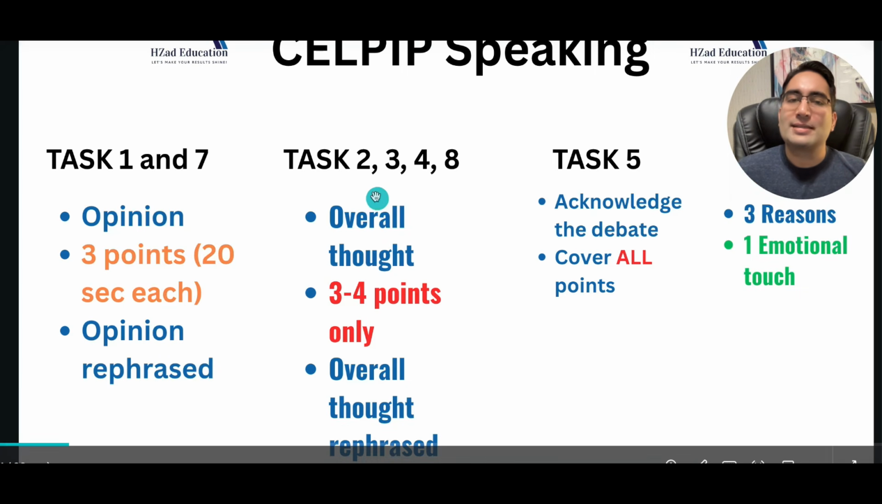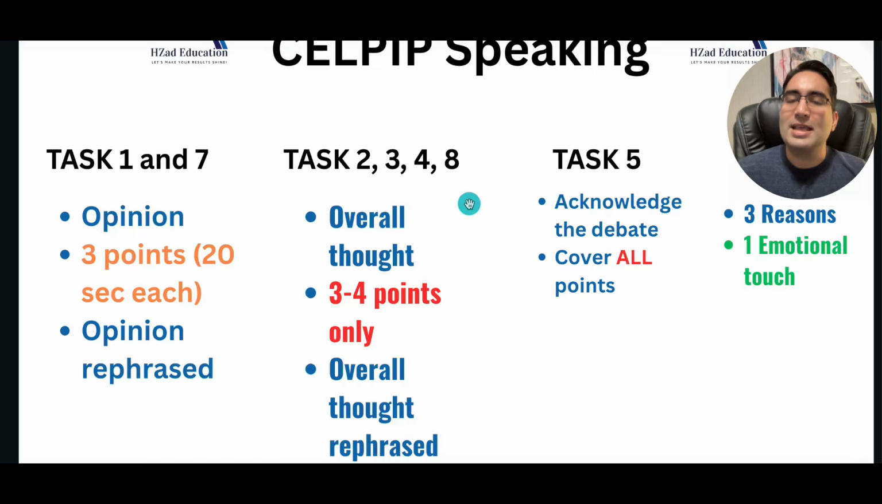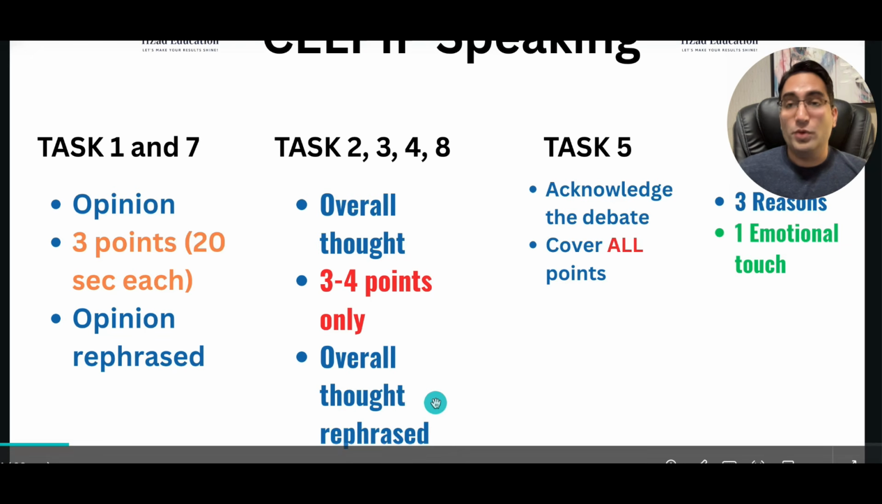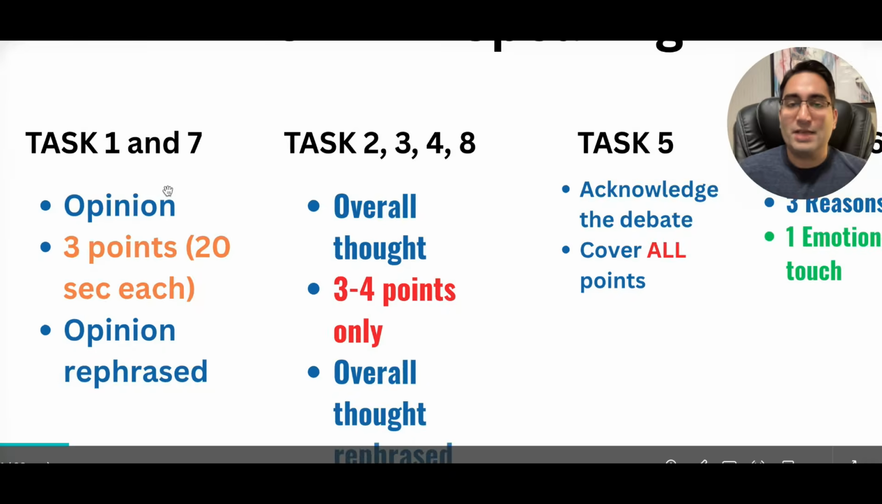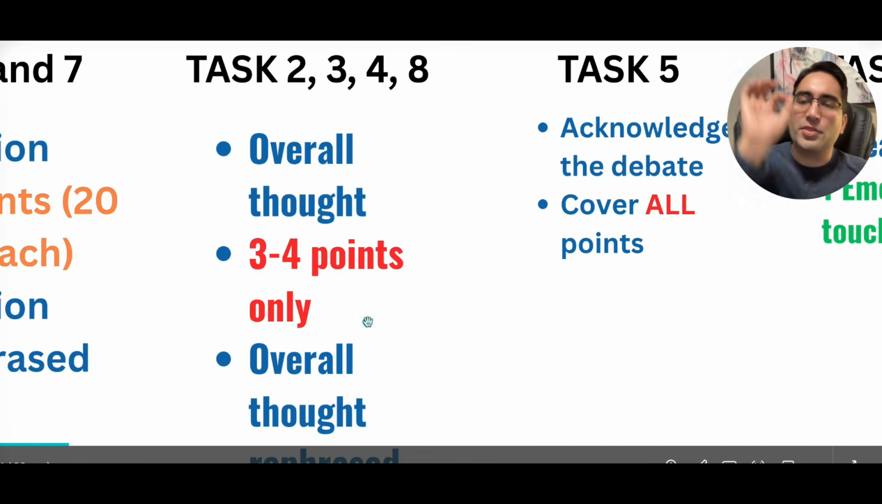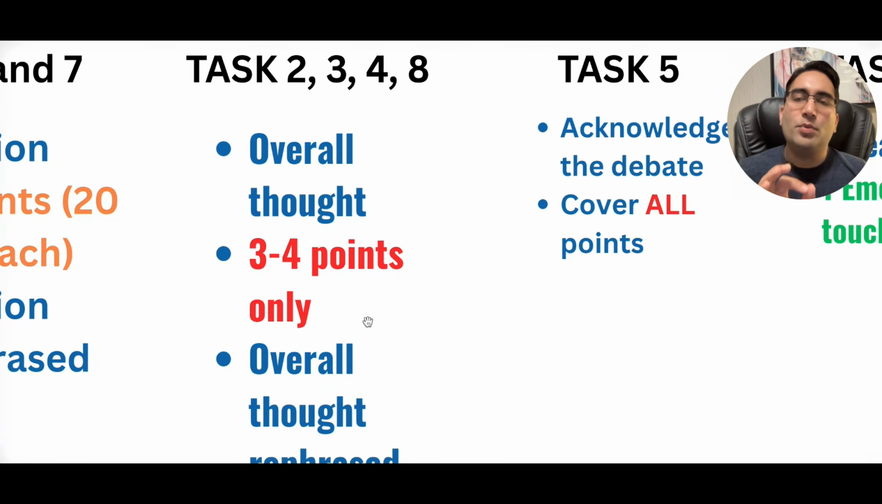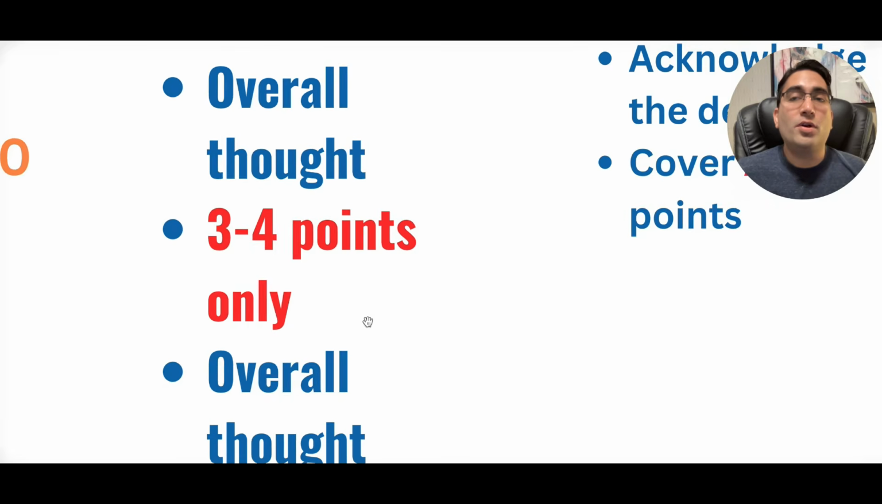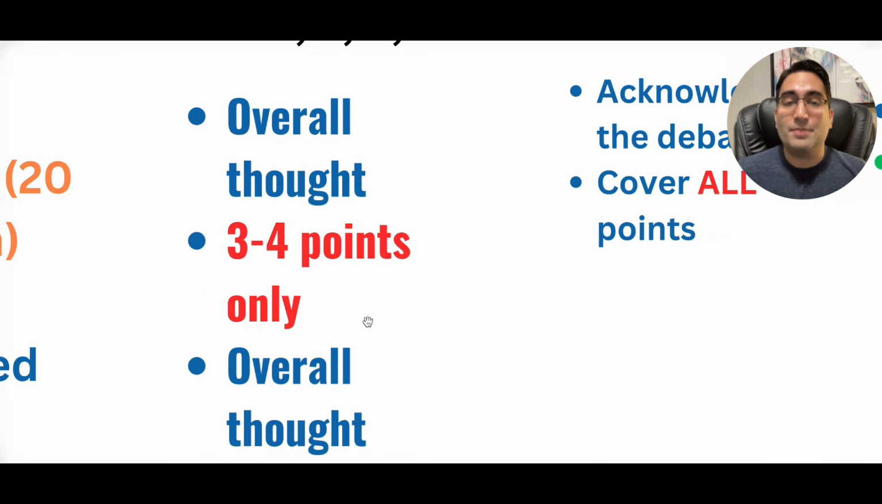When it comes to tasks 2, 3, 4, and 8, you should first start with your overall thought, your overall opinion, your idea of the picture, your idea of the topic. Then at the end, rephrase your overall thought. Much similar to tasks 1 and 7, the ending is simply rephrasing. In the middle, you should only focus on 3 to 4 points, which are going to be quality points and descriptions instead of quantity points. You do not need to have 10 points here, just 3 to 4 main points explained well with examples if possible.